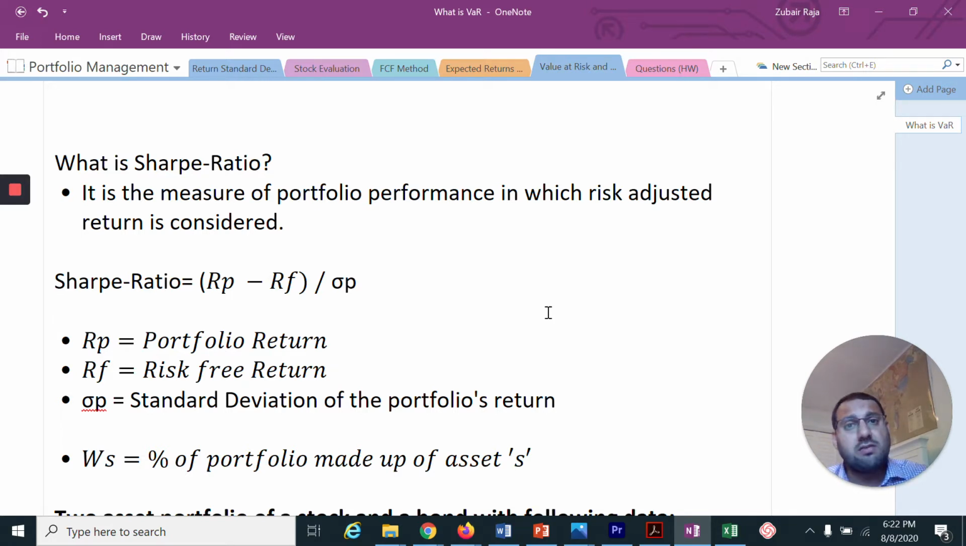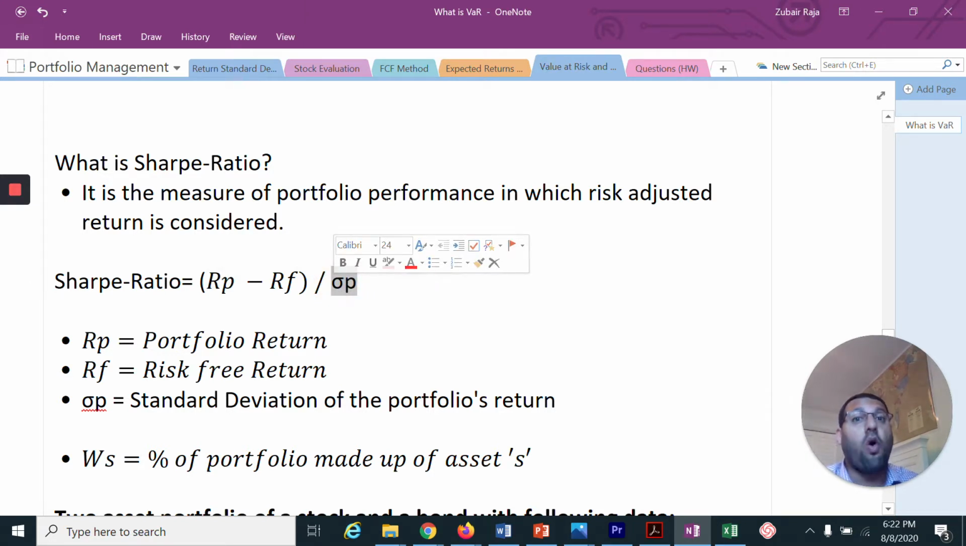Maybe one investment is giving you a little bit less return, but at the same time there is substantially low risk. But the other investment is giving you a little bit higher return, but there is substantially higher risk. So the Sharpe ratio basically considers the risk-adjusted return and not the raw return by itself. So the formula of the Sharpe ratio is the return of the portfolio minus the risk-free rate of return divided by the standard deviation or risk of the portfolio.